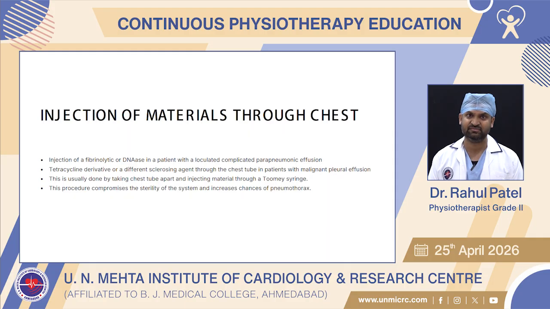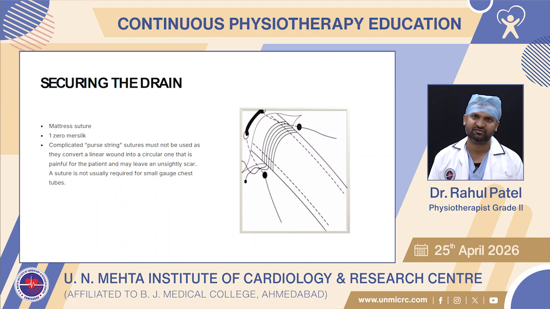This is usually done by taking the chest tube apart and injecting material through a syringe. This procedure compromises the sterility of the system and increases the chances of pneumothorax. Securing the drain.